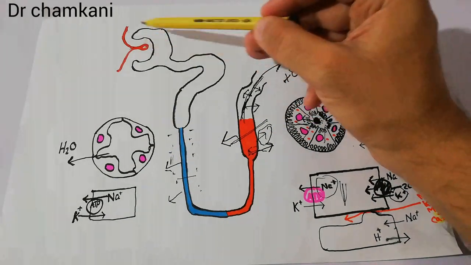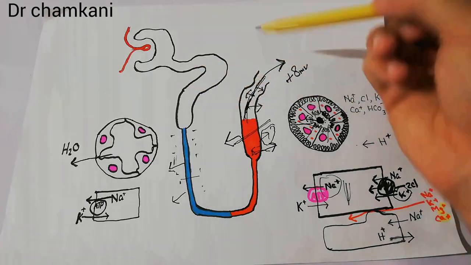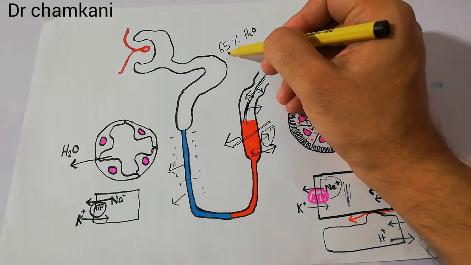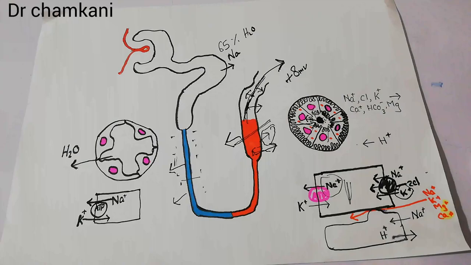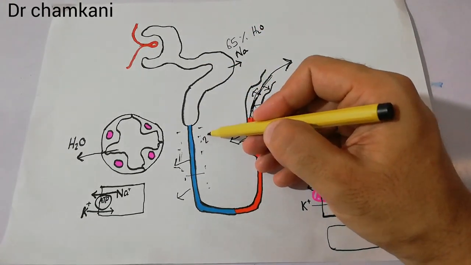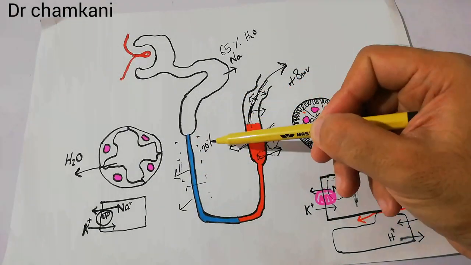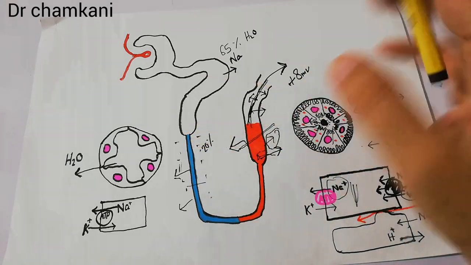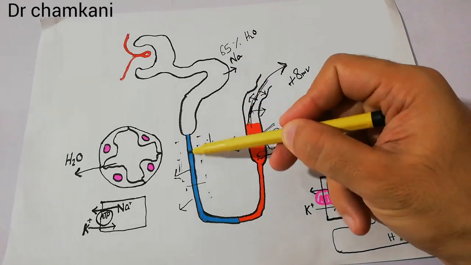Initially, when filtration occurs in the glomerulus and the fluid starts moving in the nephron, about 65% of water and sodium is reabsorbed in the proximal tubule, from the proximal tubule into the interstitial area. Then around 20% is reabsorbed in the loop of Henle, and out of this 20%, almost 100% is absorbed in the descending part. Almost all of the water reabsorption that occurs in the loop of Henle occurs in the thin descending segment.